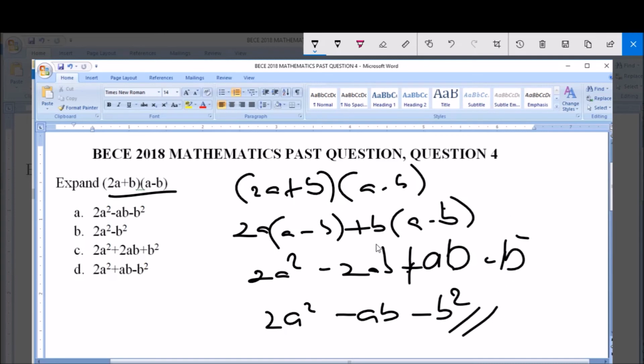Now which of these corresponds to our answer? Option A says 2a² - ab - b². Yes, this is the correct answer. It corresponds to our answer. B says 2a² - b², which is wrong. C says 2a² + 2ab + b², which is wrong. And D says 2a² + ab - b², which is wrong. So our final answer is A. A is the answer.